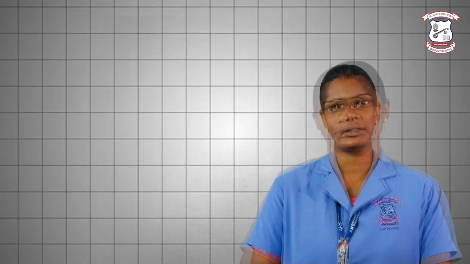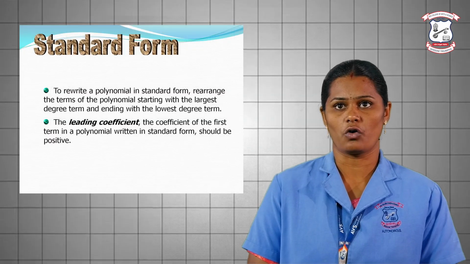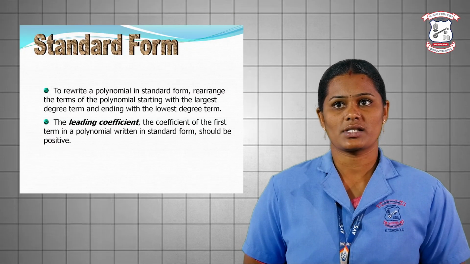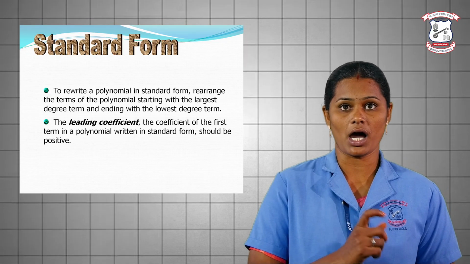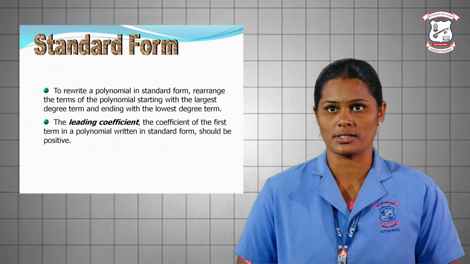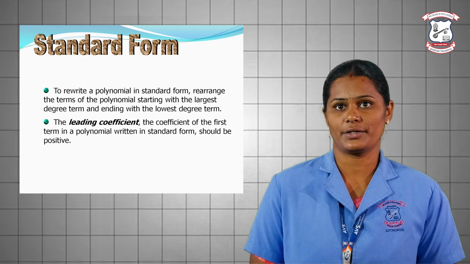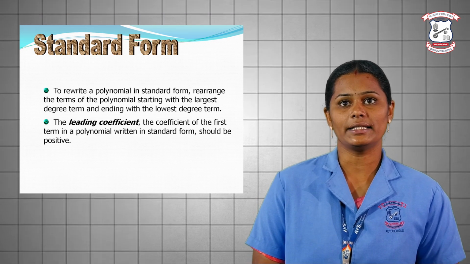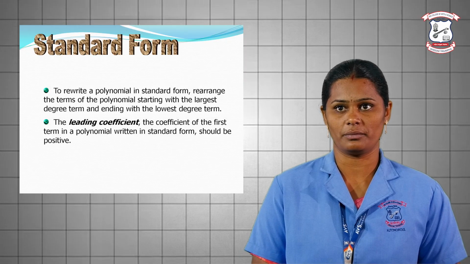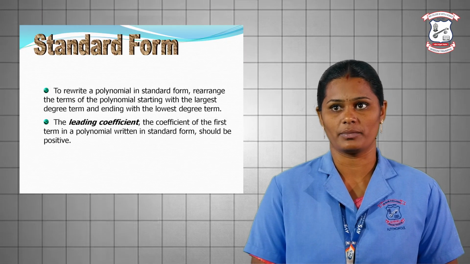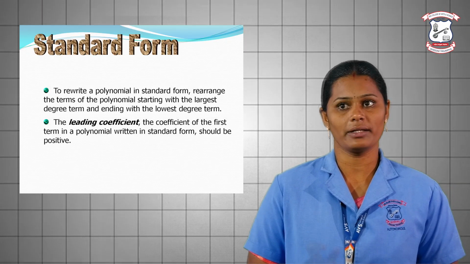Okay, next, standard form. A polynomial in standard form is written by rearranging the terms from the largest degree to the lowest degree. That is called standard form. And then this is the leading coefficient: the coefficient of the first term in a polynomial written in standard form. That should be positive.